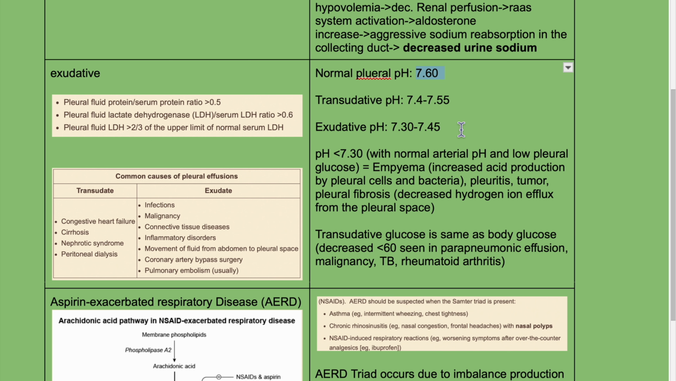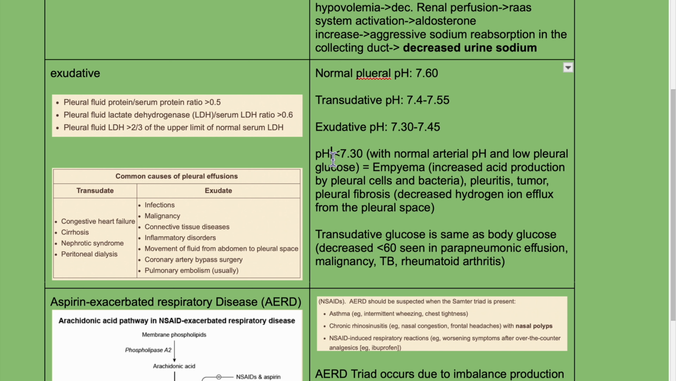Okay, so if we were to go from 7.3 to 7.55, 7.45 is right in the middle, and both of those will have it. Okay, I'm just trying to memorize this. Okay, so exudative is on the lower end, 7.3 to 7.45, and transudative 7.4 to 7.55.